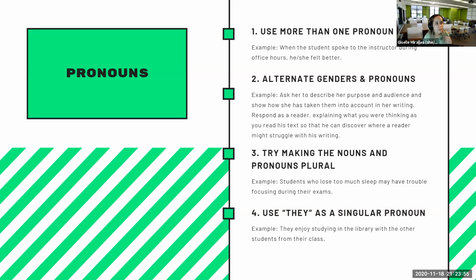An example of a sentence that uses they would be they enjoy studying in the library with the other students from their class. So, my strongest suggestion is if you do not know the gender of someone or the gender of an individual you're writing about, just use they instead of using one of the other three strategies I provided. But all of these strategies are gender inclusive, so you can use them. But like I said, each one has pros and cons.